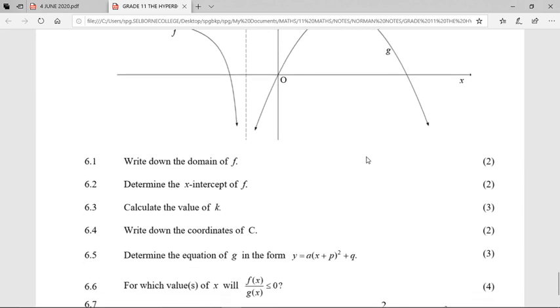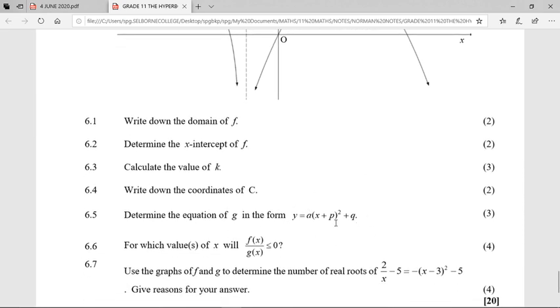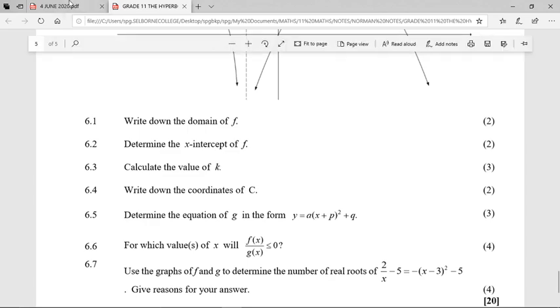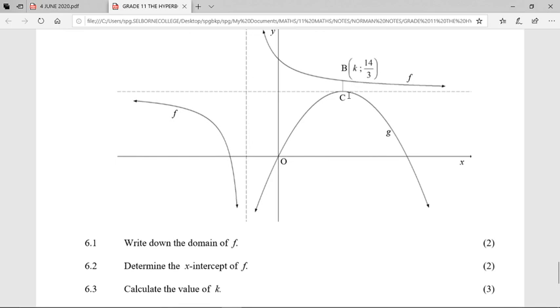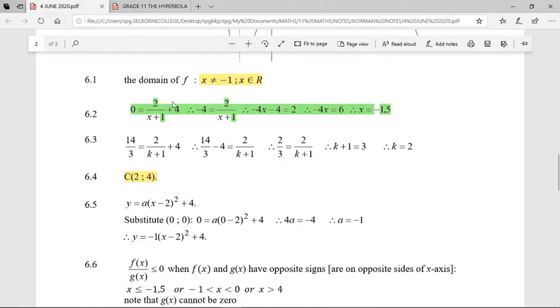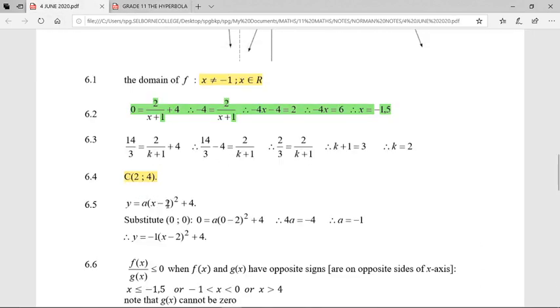Remember, the p and the q in this new formula tell you the turning point. So we have shifted how? Let's go have a look. The turning point of C has moved to the right of the origin and up. So that means we're going to have x minus 2 in brackets, shifted to the right by 2, and plus 4, shifted up by 4. Okay, so that's where C's coordinate went to. The p value, -2, and the q value, 4.